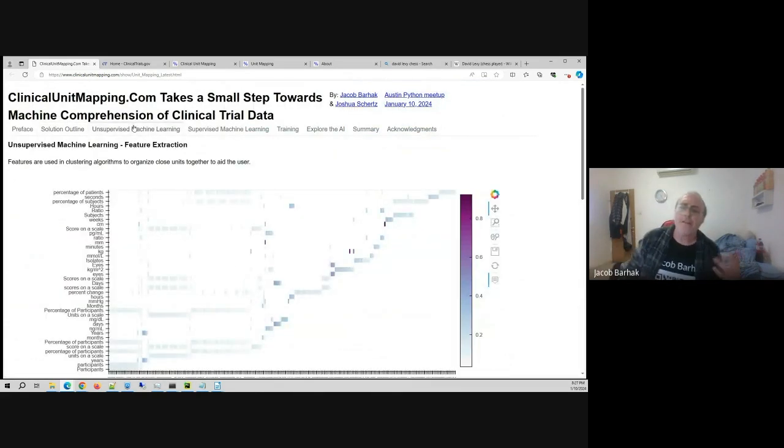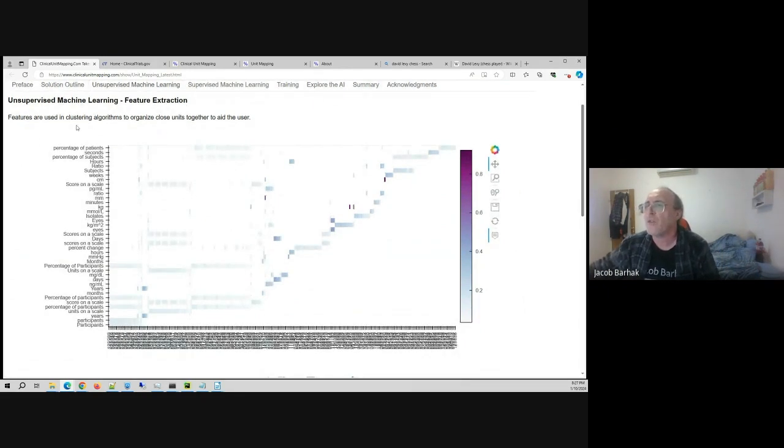But people here like to hear about machine learning. So let me give you an idea of how it looks. Here you see like, I think it's 25 or 30 units, the topmost units that are being used by clinicaltrials.gov. Look at the differences.